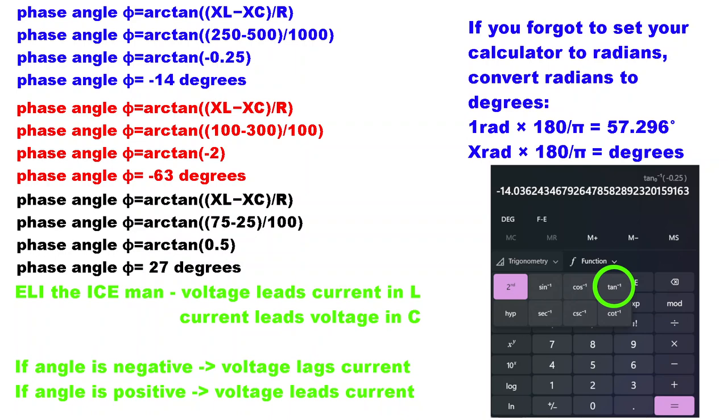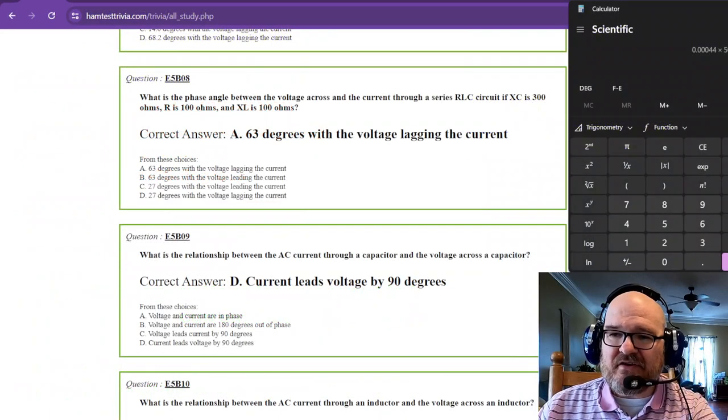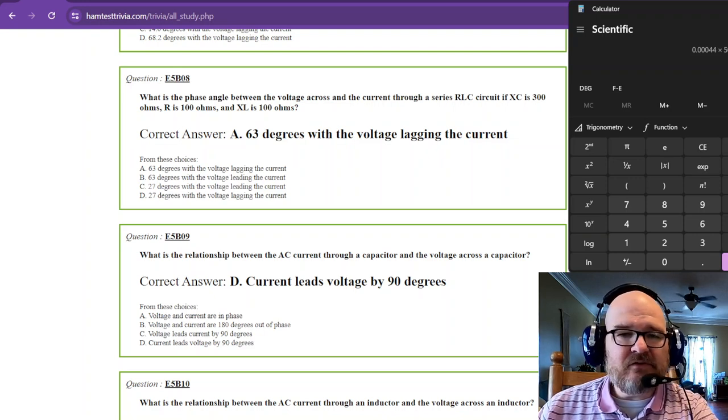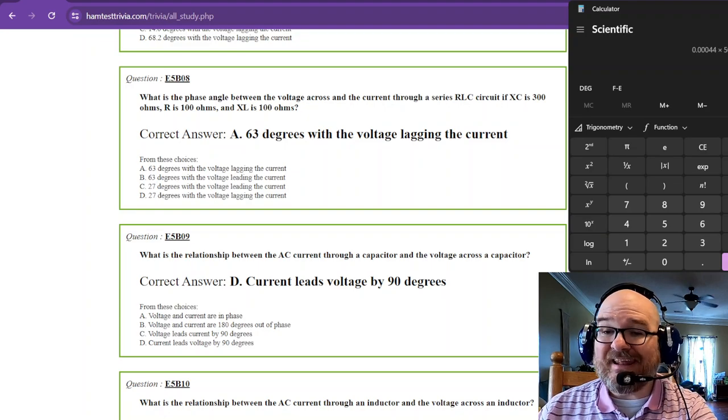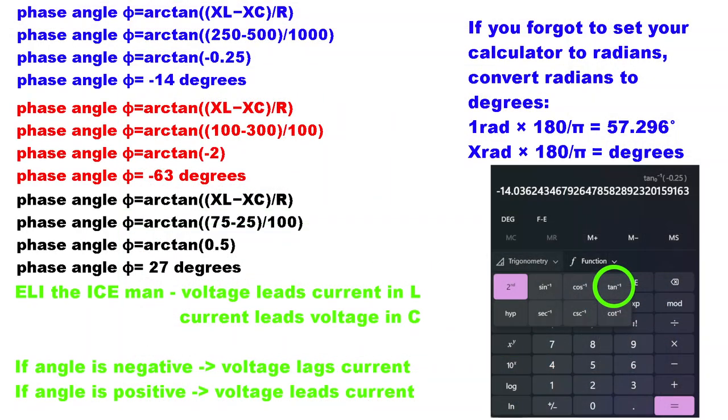Or, as you'll see in a minute, we get negative 2, and then we get negative 63 degrees. So negative 63 degrees means that voltage lags the current. Now, as an aside here, make sure that your calculator is set to degrees. If you do not set your calculator to degrees, you're going to get an answer in radians. If you accidentally do that, you can convert radians to degrees by multiplying your answer times 180 divided by pi. Or you could also multiply times 57 and you'll get a pretty close answer. That'll give it to you in degrees.